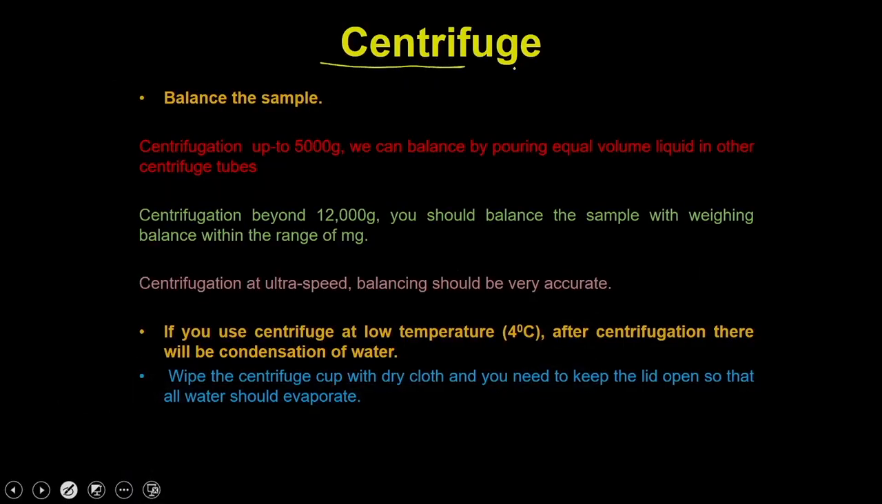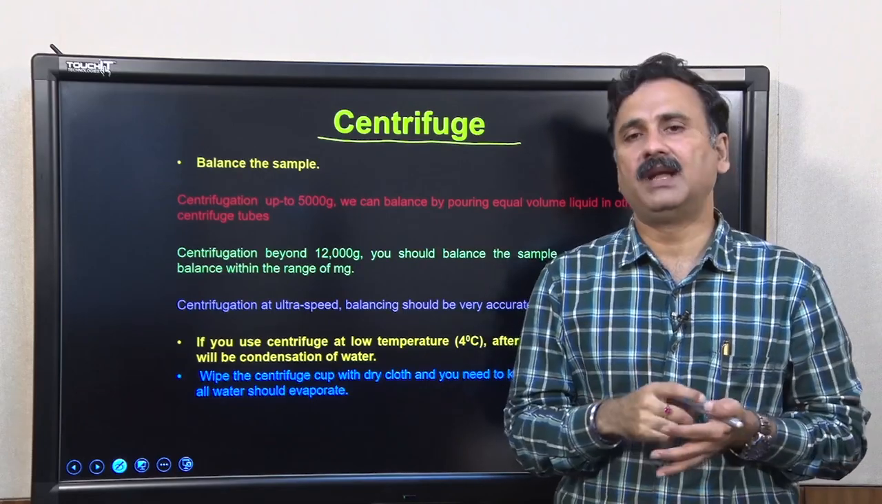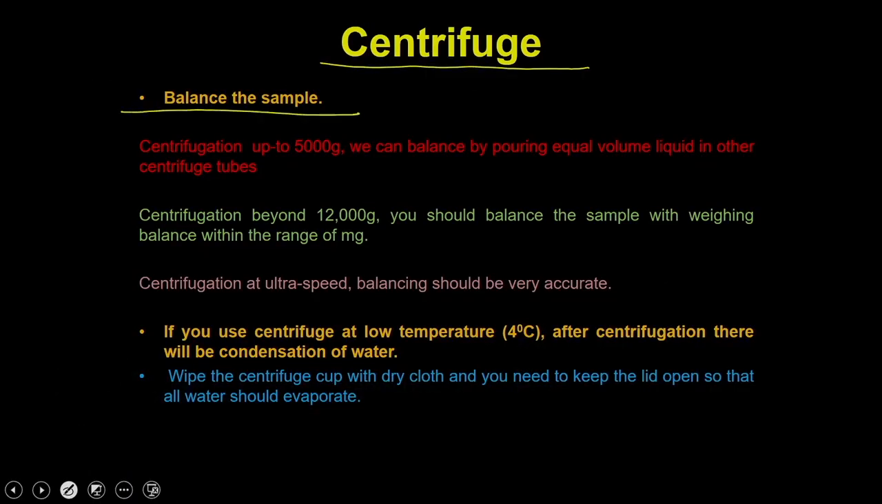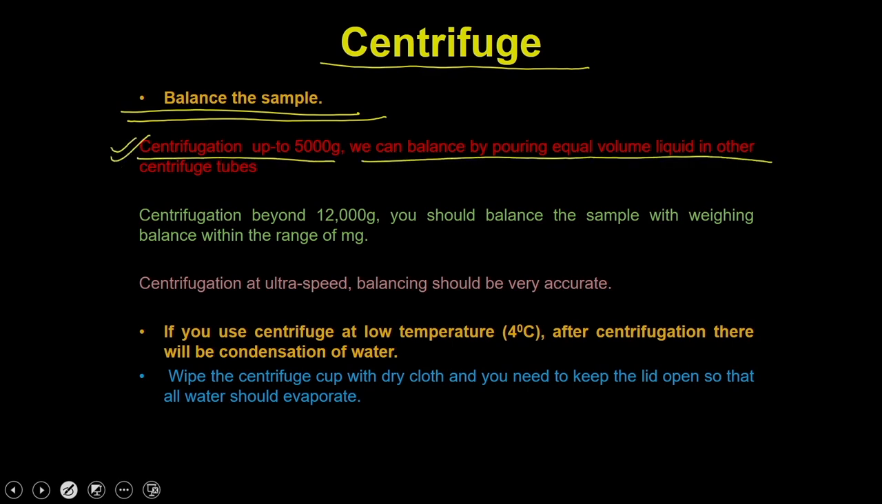When you perform centrifugation, you have to consider many aspects, like you have to balance the samples in a practical way. You cannot balance the sample very accurately, because that is very, very time consuming. So, there is a set rule that if you are doing a centrifugation up to 5000 G, you can balance simply by pouring an equal amount of the liquid into the other centrifuge tube. That should be good enough to balance the two tubes.